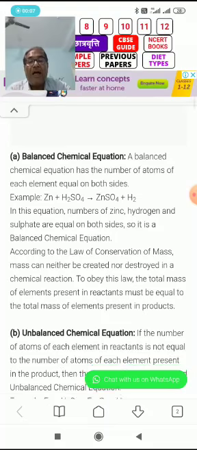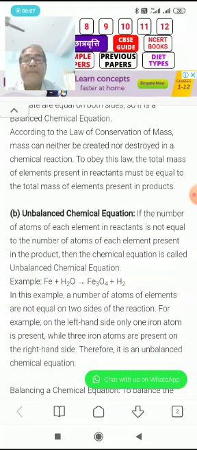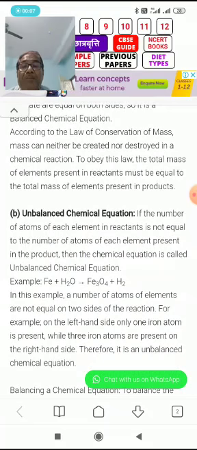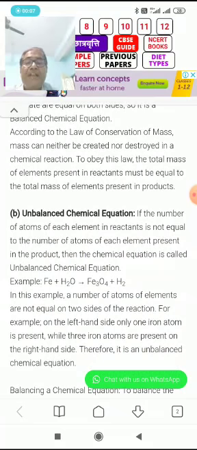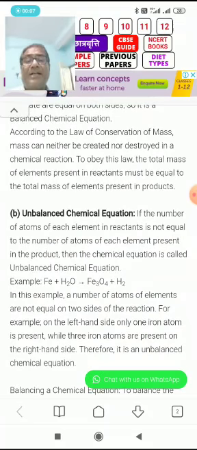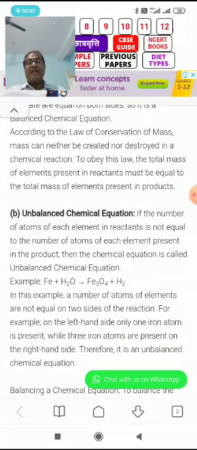Second is the unbalanced chemical equation. If the number of atoms of each element in the reactants is not equal to the number of atoms of each element present in the products, then the chemical equation is an unbalanced chemical equation. One example here you see: iron reacts with water to form iron oxide and hydrogen.